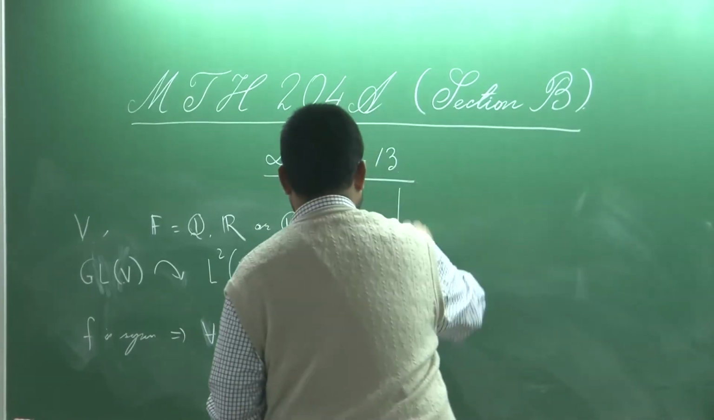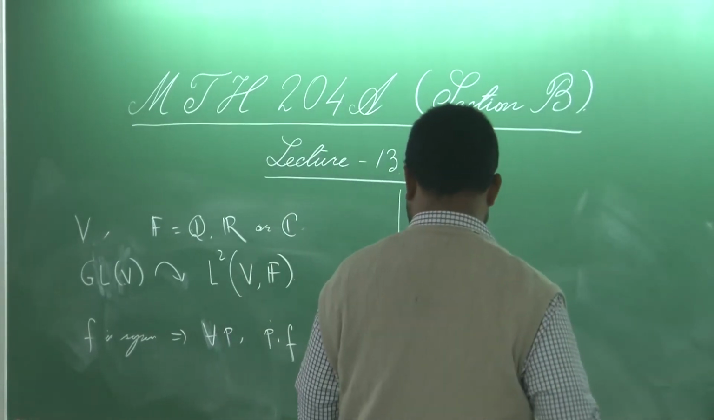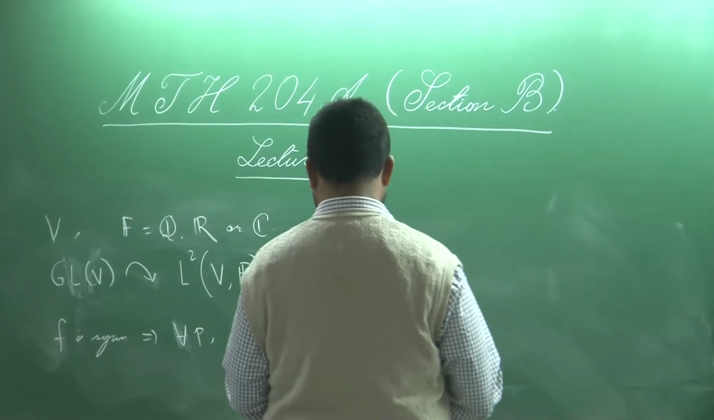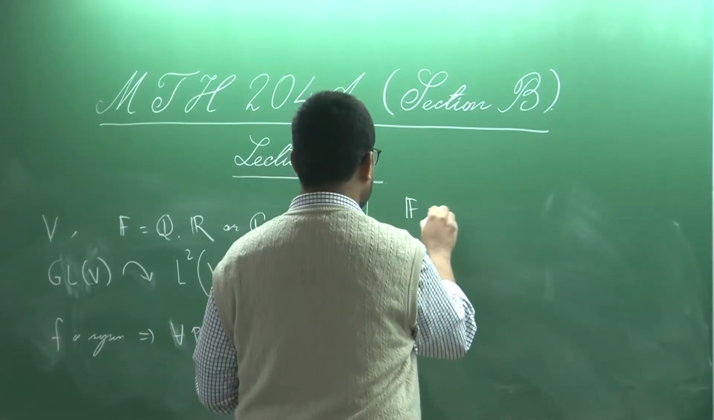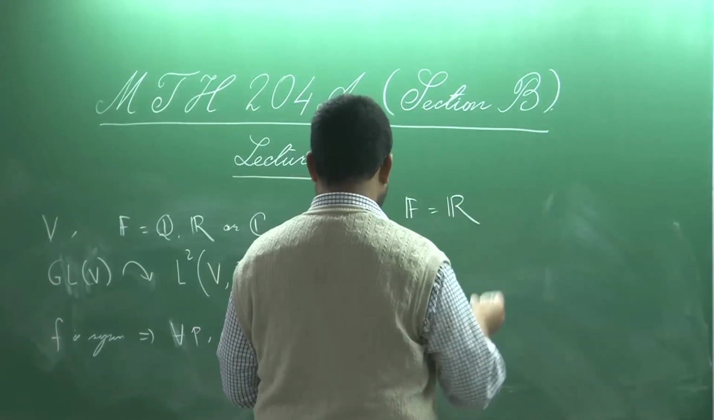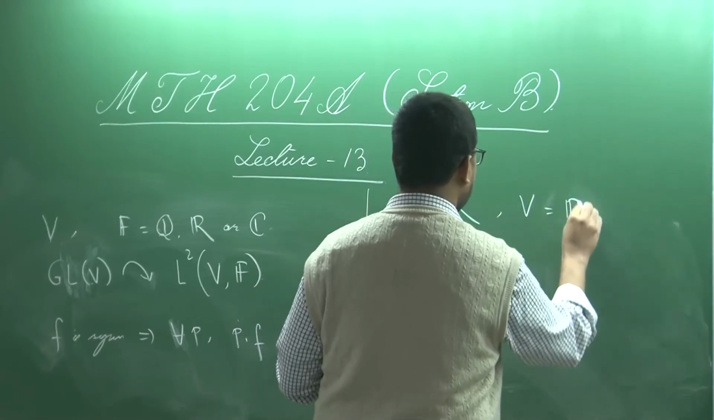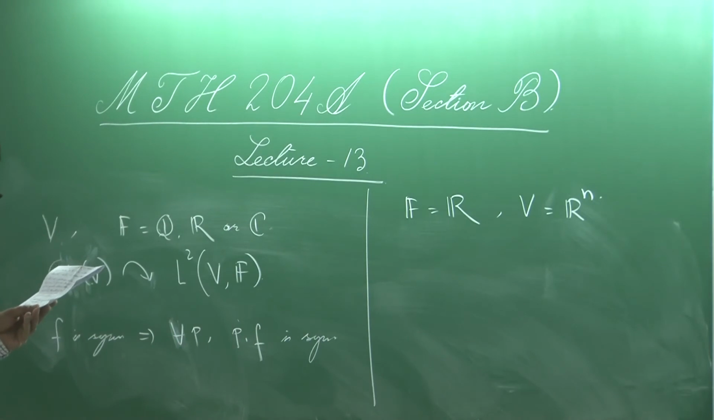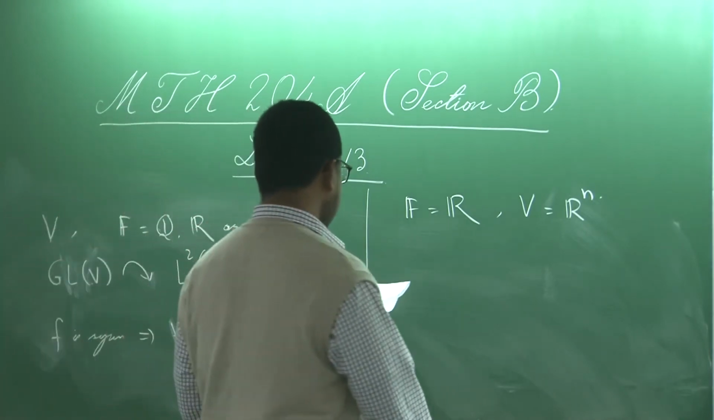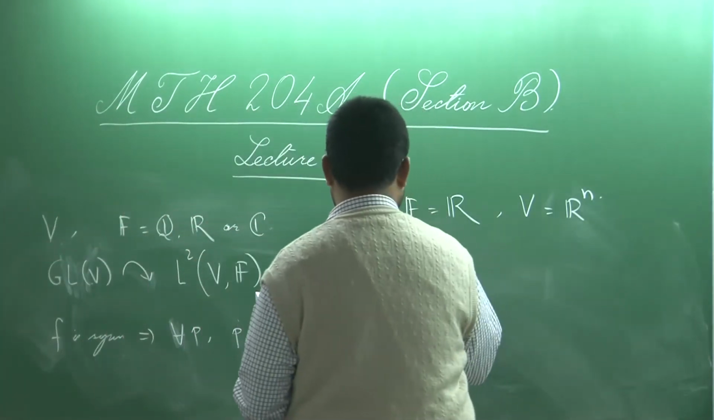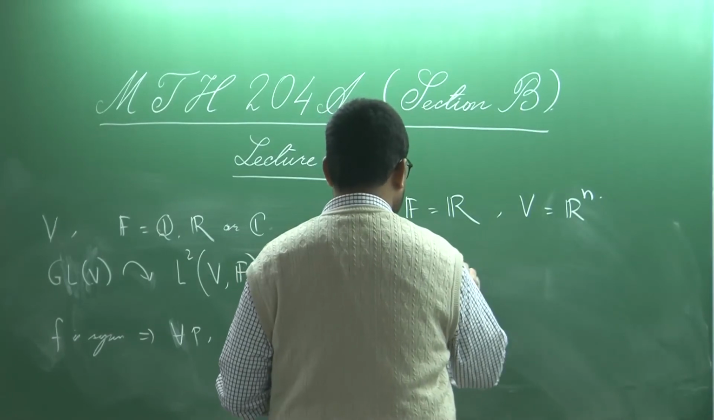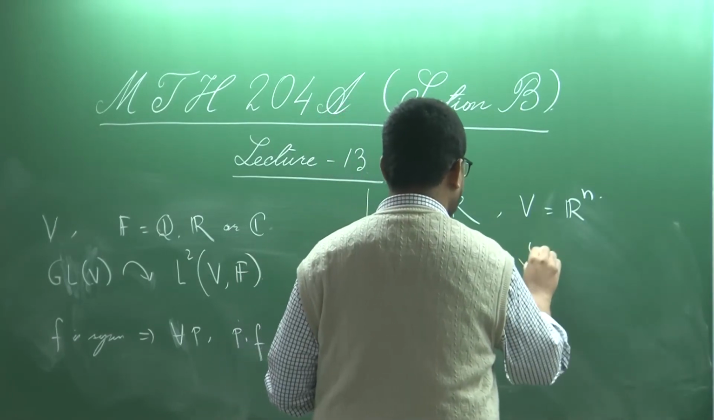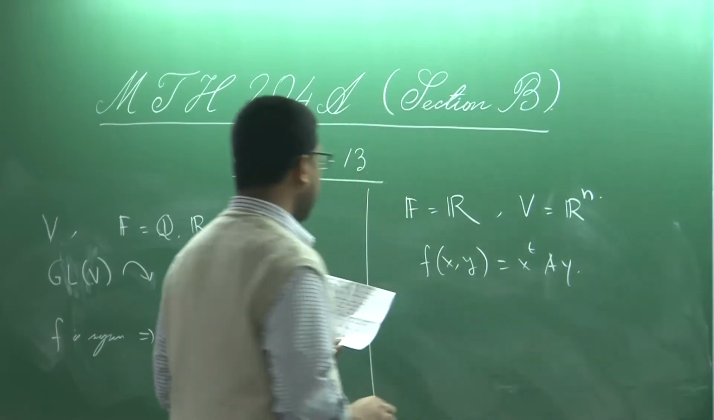And in fact, let's look at the case when F is R. So let's take the case F is R and V is Rn. For example, then this will be quite clear to you. So as I said, a symmetric bilinear form has to be given by some symmetric matrix.